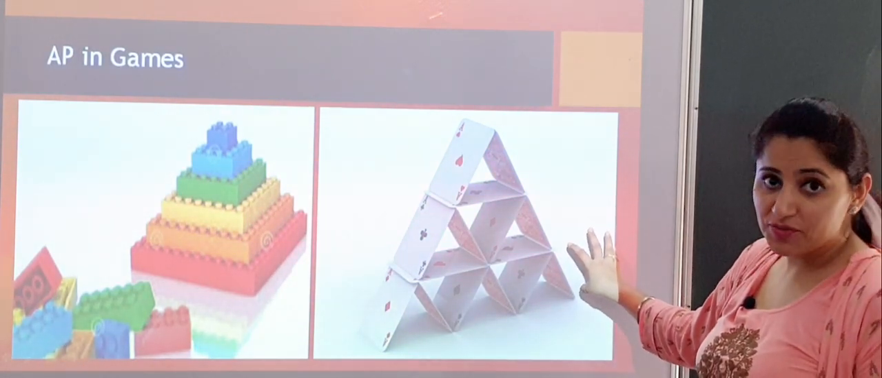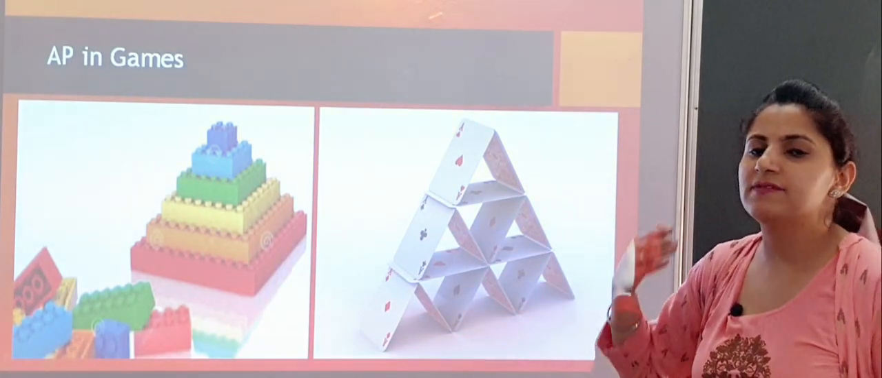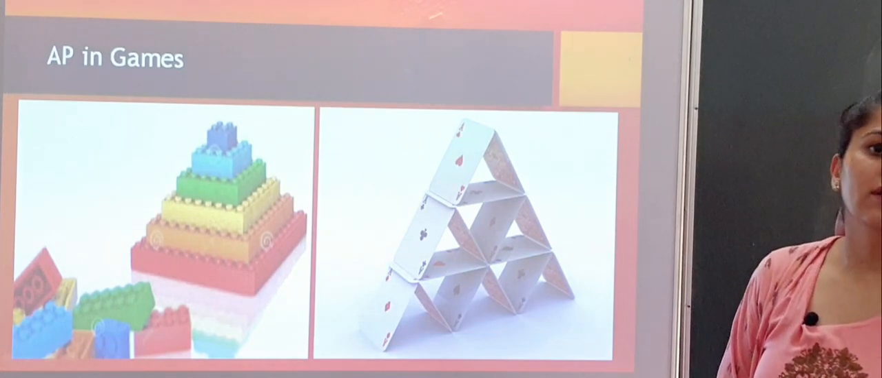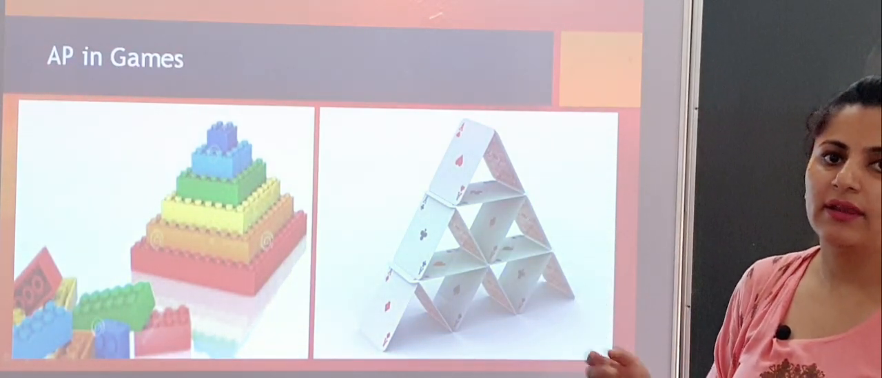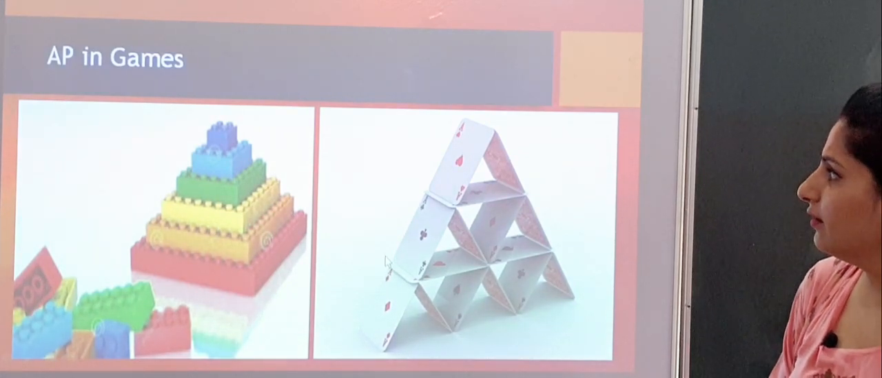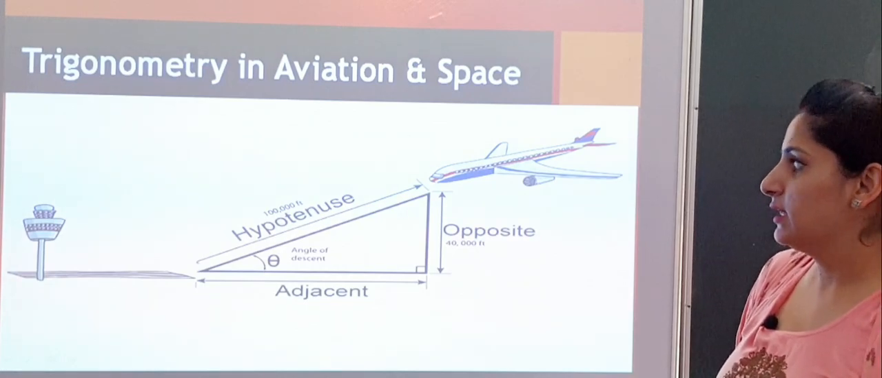This creates a symmetry. So first is 1, 3, 5, and so on. They are going with the specified rule. The difference is 2, so they are in AP. Clear? Next, trigonometry in aviation and space.